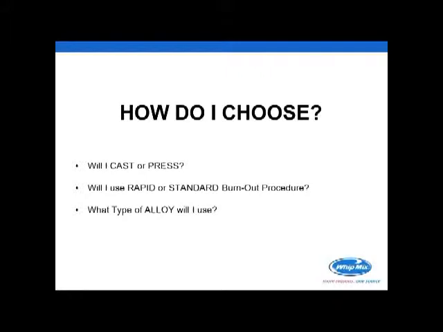These are really the questions you need to ask yourself. Am I going to be casting with standard cast techniques using alloys, or am I going to be pressing? Am I going to be using this to press? Am I going to use rapid or standard burnout procedure, or do I need to use both? And if I am casting alloys, what kind of alloy am I going to use? All of the answers to those questions are going to determine which investment you use successfully. And so you need to be answering them just as precisely as you possibly can.